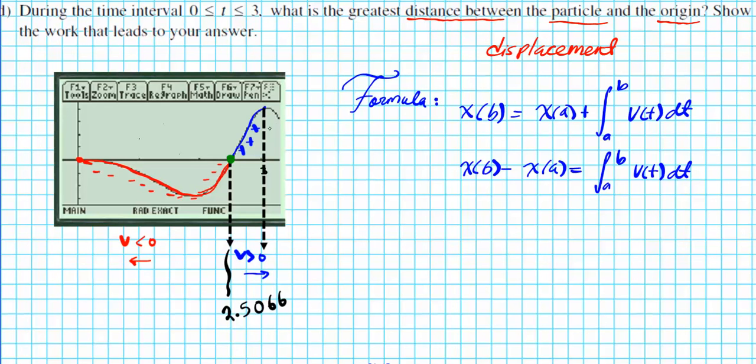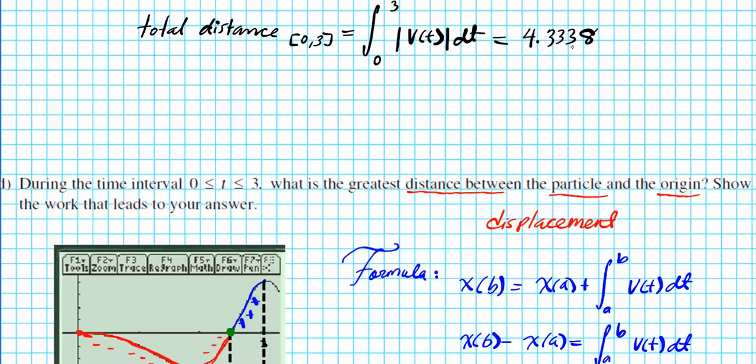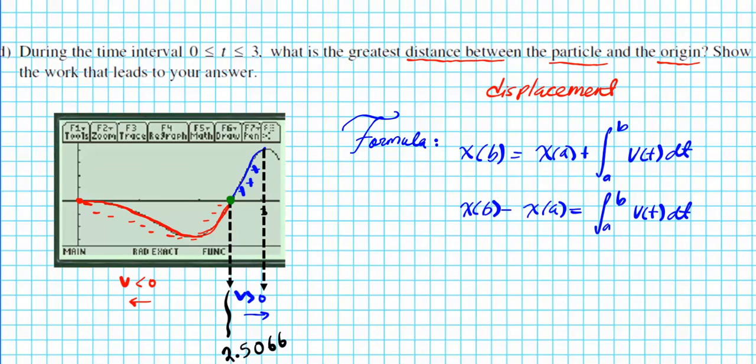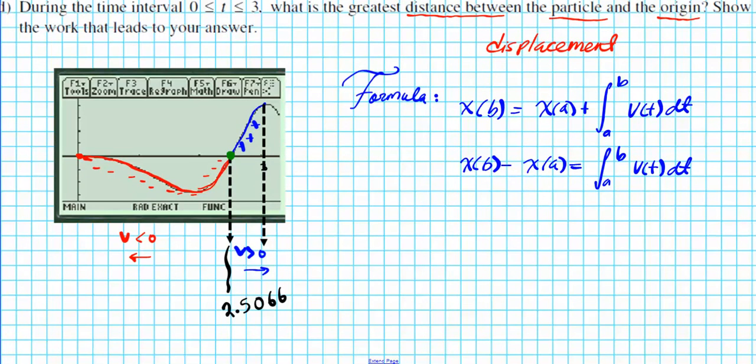So we know what the total distance traveled is, which we did in a previous question. Total distance is 4.3338. So how much of it was traveling to the left? In order to figure out the total distance traveled to the left, we're going to take a look at the following integral. So to find that out, let's write that down. Total distance to the left.